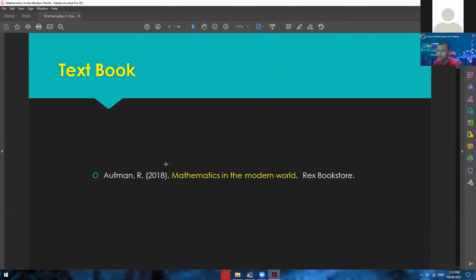And then if you want to buy a book for this subject, you can find this book, Mathematics in the Modern World. The author is Hoffman Art. He published this book in 2018. If you're here in Baguio City, you can buy this one at Rex Bookstore.